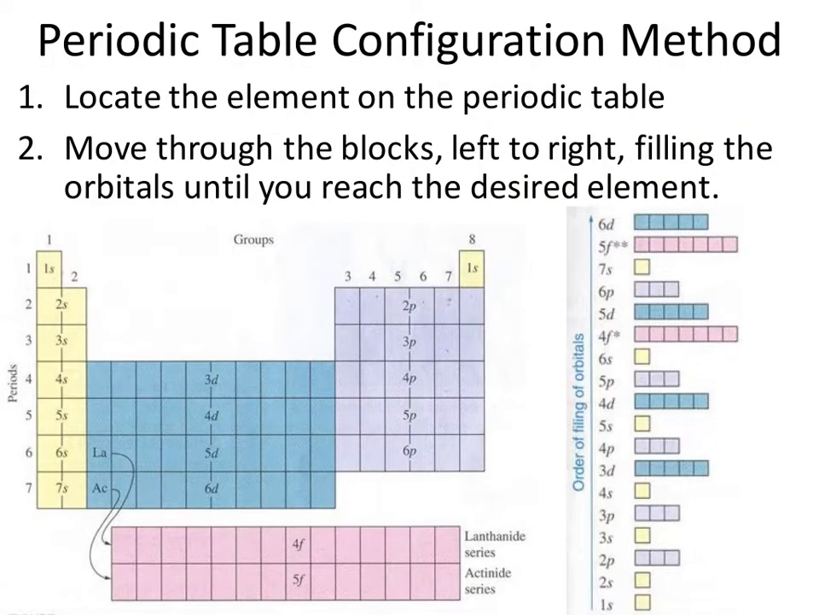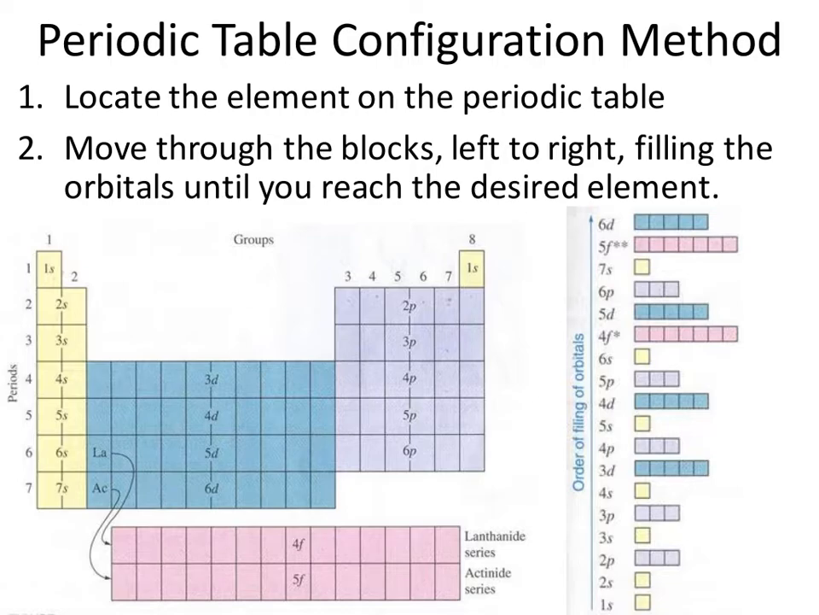So again, when we want to do this configuration using our periodic table, we have to find our element in that periodic table, and then move through all the blocks left to right, filling all the orbitals until you reach that desired element. Remember, that follows the Aufbau rule, where, let's say if our element was over here, we have to fill our lowest levels before we can fill the element that we're looking for.